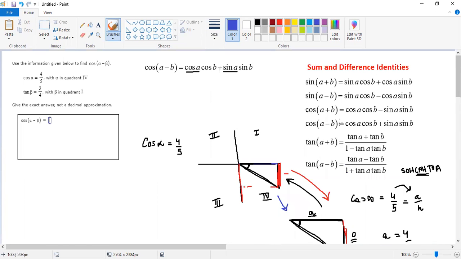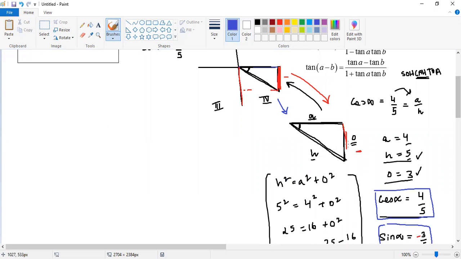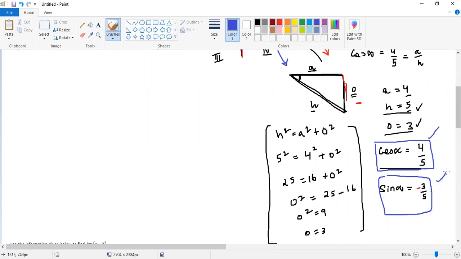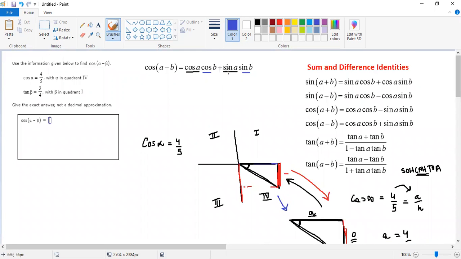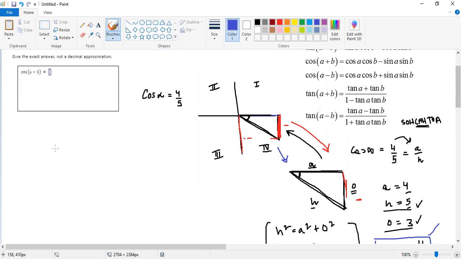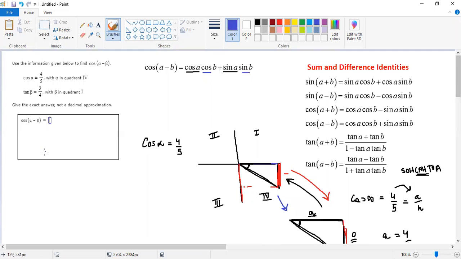Now, we want to move on to finding the cosine of B and the sine of B. So we're now not dealing with the alpha part of things. Now we're dealing with the beta side of things. We're told that for this angle, beta, the tangent of that angle is 3 over 4 in quadrant 1. That's just a clue. So we have the cosine of A and the sine of A. We're looking for those other two parts, the cosine of B and the sine of B. So we just essentially repeat this whole process, right? So we just do this again.